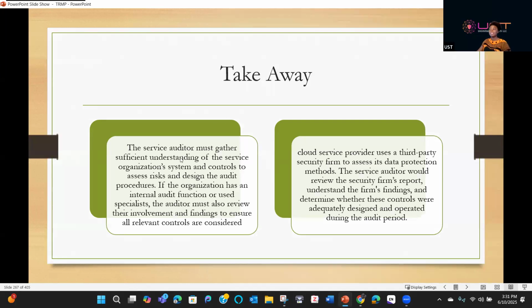It says the service auditor must gather sufficient understanding of the service organization system and controls to assess risks and design the audit procedures. If the organization has an internal audit function or uses specialists, the auditors must also review their involvement and findings to ensure all relevant controls are considered. A cloud service provider uses a third-party security firm to assess its data protection methods. The service auditor will review the security firm's report, understand the firm's findings, and determine whether these controls were adequately designed and operated during the audit period.